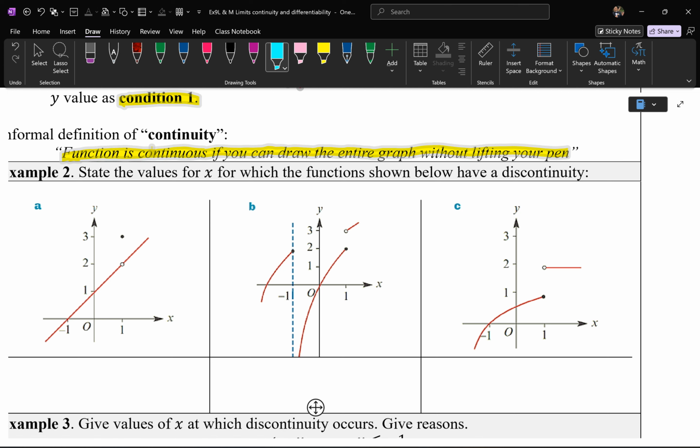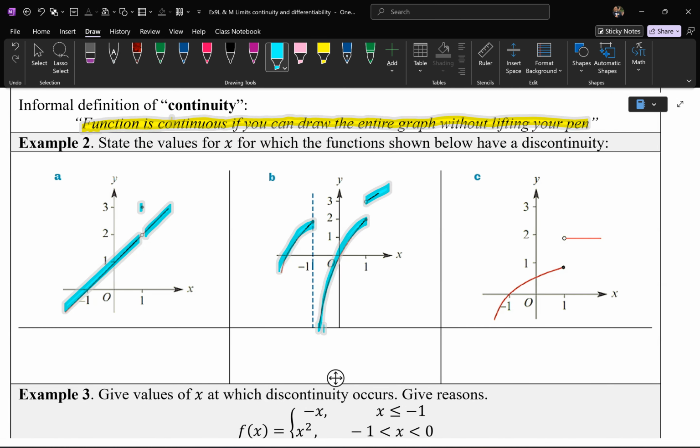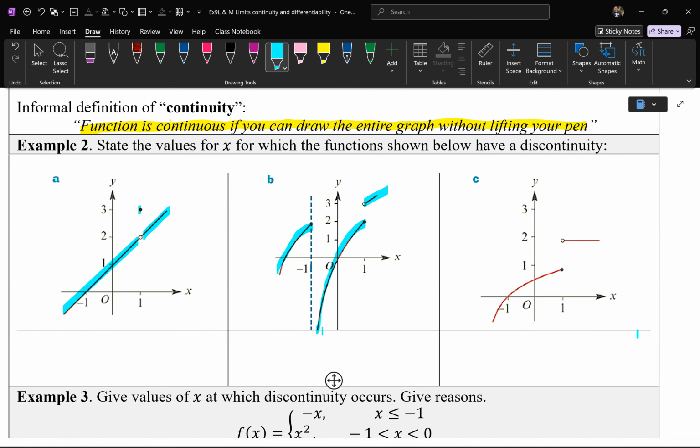Okay, so here I can do all that, but then I have to lift my pen up to do that little dot and then continue on. That is not continuous. I would draw this and then I have to lift up my pen to continue on and then lift up my pen. Not continuous. I have to draw and then, okay, that's stuck. I have to draw, lift up my pen, and then continue. All of that is not continuous.